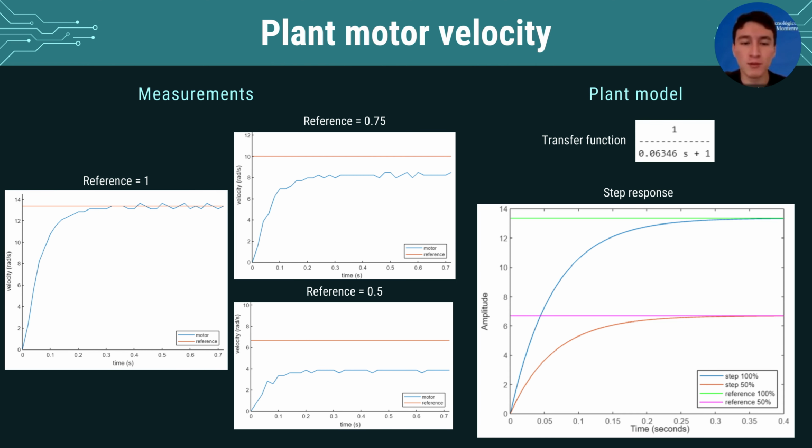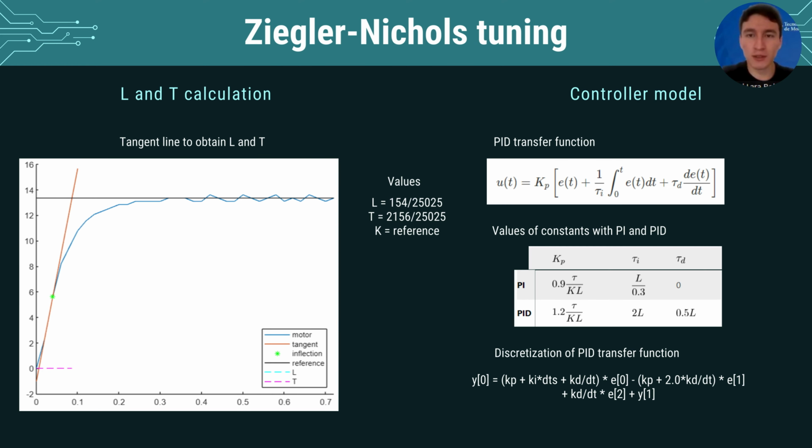The first step is to obtain the plant velocity measurements, and we compare each of these with the reference. As we can see, the measurements with the reference of 1 are the most precise, so we obtain the transfer function and see the response to other references, and this graph tells us that this model gives accurate results. We use the Ziegler-Nichols method to obtain the constants of the controller function using the tangent line method, which gives us the values needed for the calculations from the table. Then we can go to the code, declare the constants, and calculate the output with the discrete PID function.